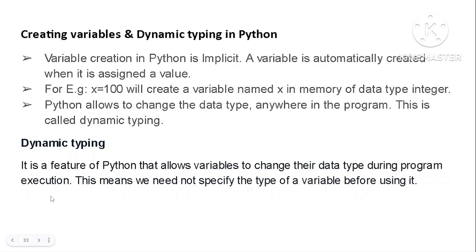So in one line you can have x as an integer, in another line you can have x as a list. After a few lines you can change x to some other data type. So this means we need not specify the type strictly. You can change. Python is very flexible. That is called dynamic typing.